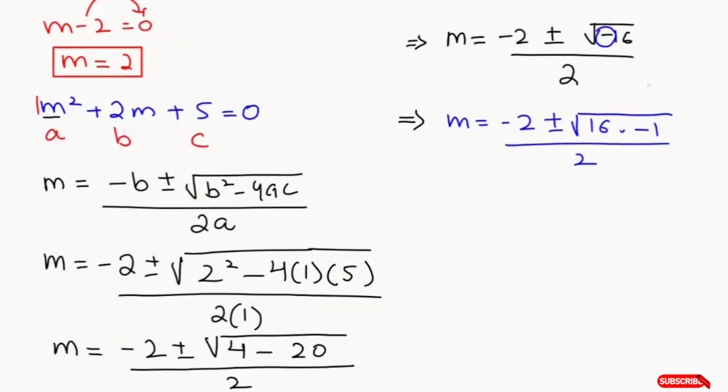The next step, I am going to apply the radical property, that is nth root of a times b can be written as nth root of a times nth root of b.